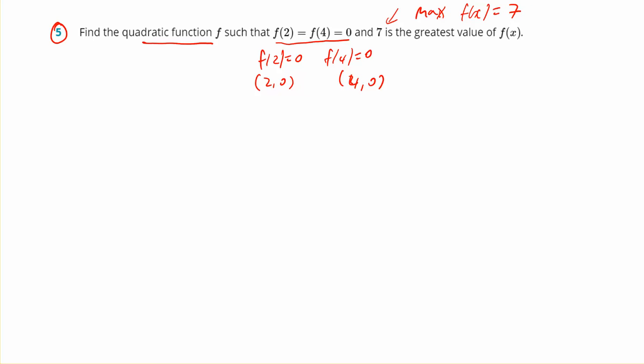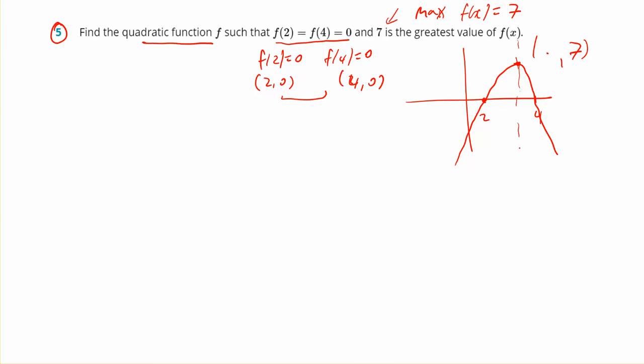Now, before we go dealing with equations, we've got to understand what it looks like, okay? So we know the graph has intercepts at 2 and 4, and the max value is 7. Now, what's my x value? Well, I can work out my x value because remember the axis of symmetry. If I go in the middle, that must be 3. The middle of 2 and 4 is 3.